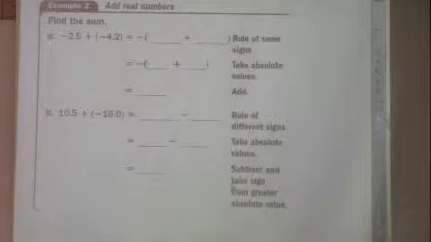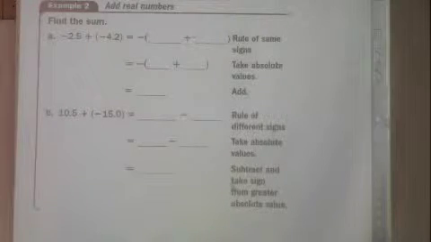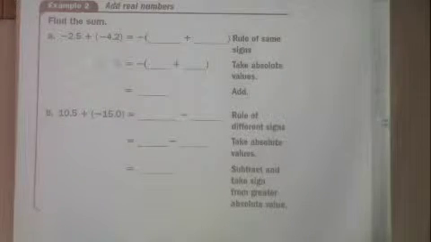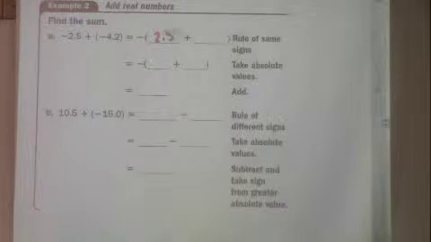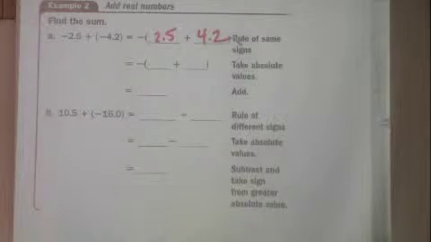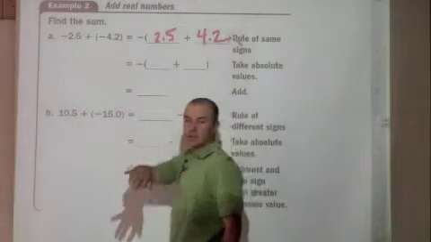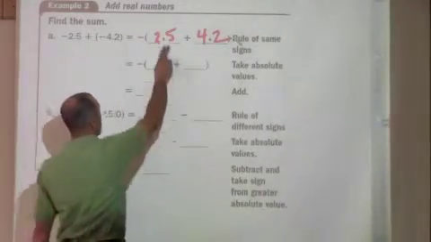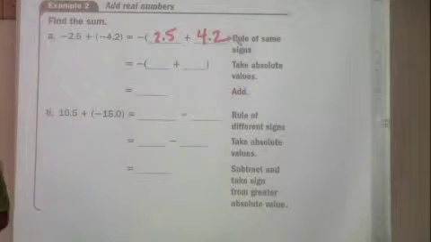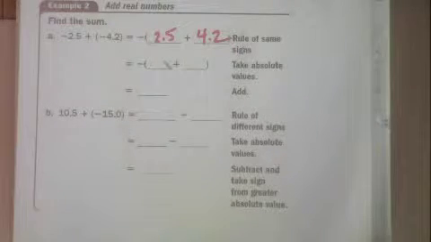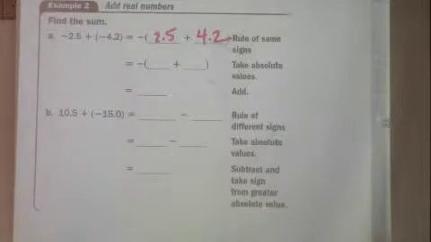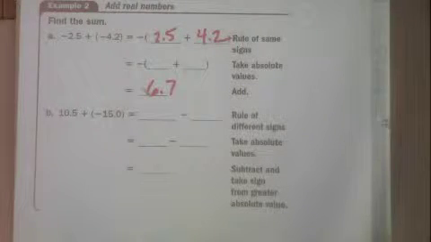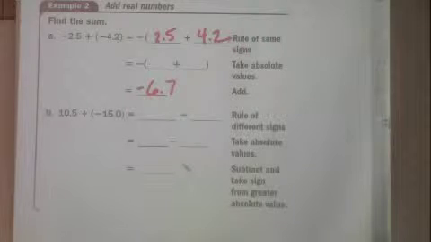Forget about the negatives for a second. What's 2.5 plus 4.2? 6.7. Yeah, the 2 and the 4. I like to just break it up into wholes and parts. The wholes, 2 and 4, give you 6. 0.5 and 0.2, 50 cents plus 20 cents, is going to give you 70 cents. But yeah, you're going to get a 6.7. They're both negative, so the answer is going to be negative.